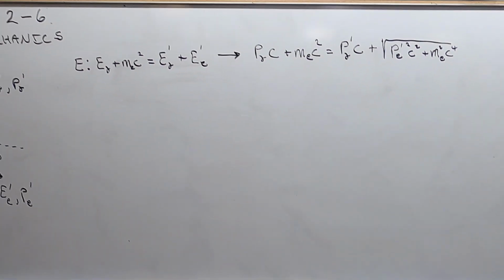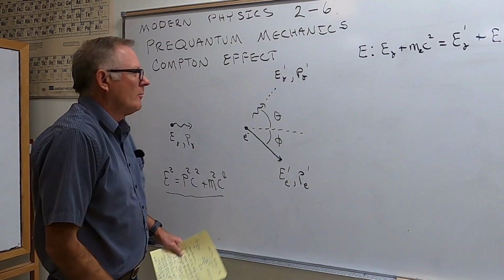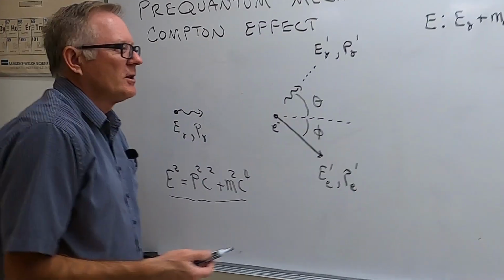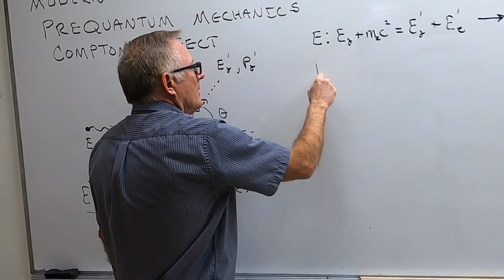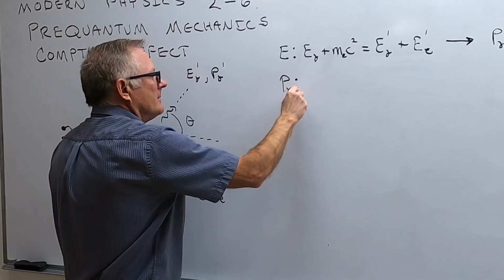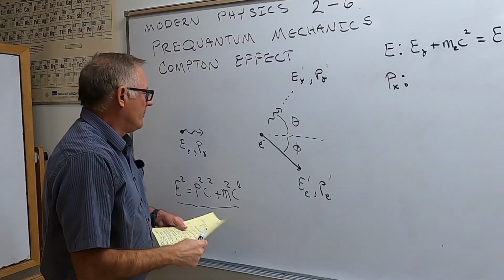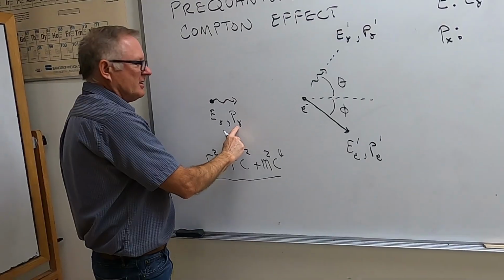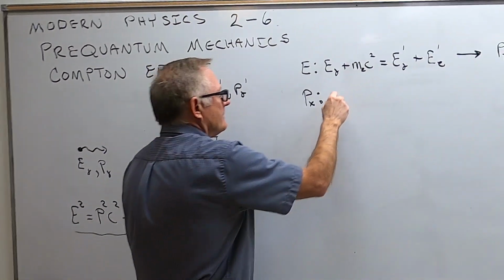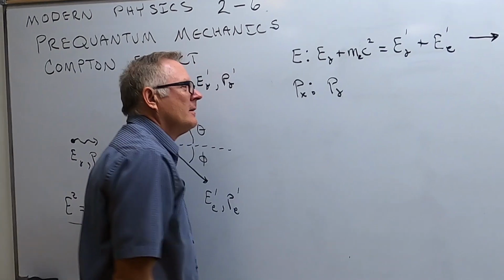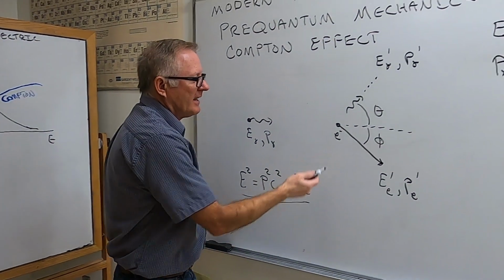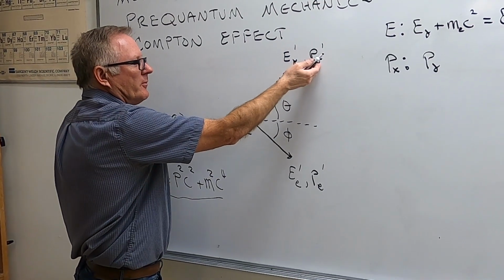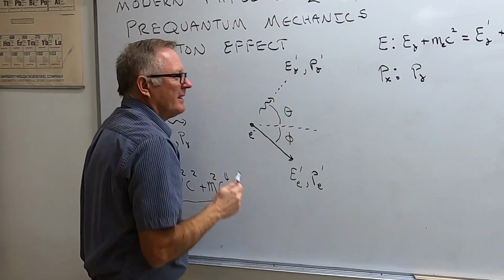Well, we should look at momentum. Since this is a two-dimensional problem, we'll look at momentum in the x. Momentum in the x. Well, before, it's all in the x. It's just p gamma. Afterwards, you just have the x component of each one. This one would be p gamma prime cosine theta.